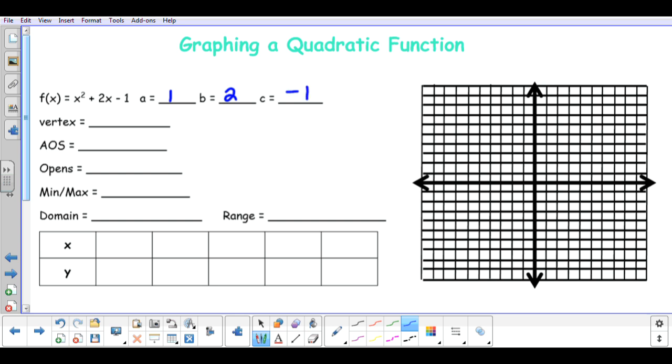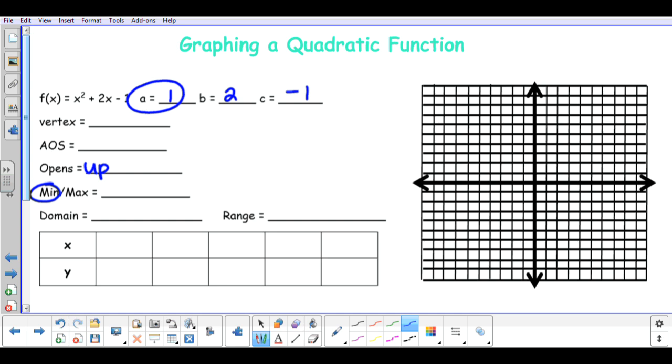So right off the bat, I can identify at least which way this is going to open. By looking at a, I have a positive 1, so that means that this parabola will open upward. And since it is open upward, that means I'm going to have a minimum value. Remember, if our a was negative, it would open down and you would have a maximum value. Now I can go through and begin to find my vertex.